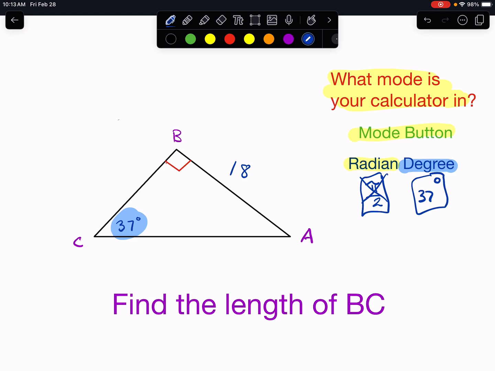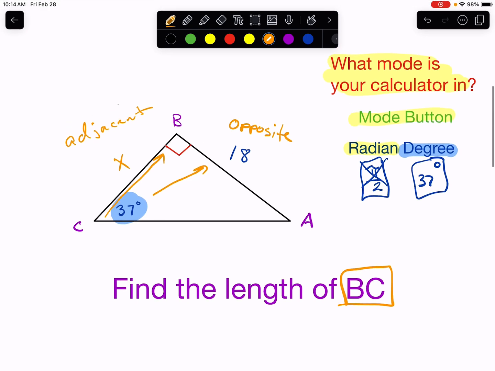Next, we identify the angles and sides that are given. We're given a 37-degree angle. We're given the side across from it, called the opposite. We're looking for BC, the length between B and C. I'll just call that x. That side, because it goes between our angle and the 90, is called the adjacent.